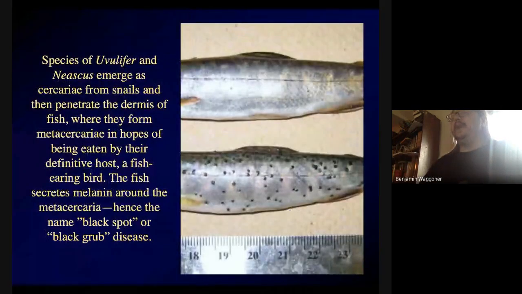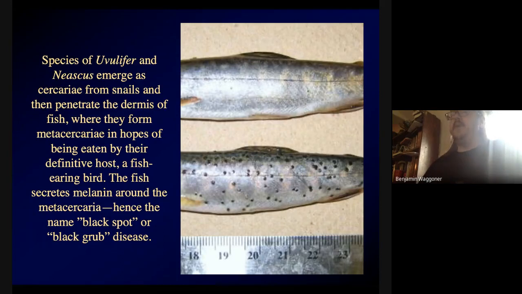Some that you'll see, we just did lab 3, I think we'll do this in lab 4. Some pretty common ones in Arkansas that we often spot: species called Uvulifer and Miascus. The cercaria will emerge from snails and then burrow into the skin of fish, and they'll form metacercaria in the skin. They don't do a huge amount of harm to the host as far as I can tell. They just stay in the skin.